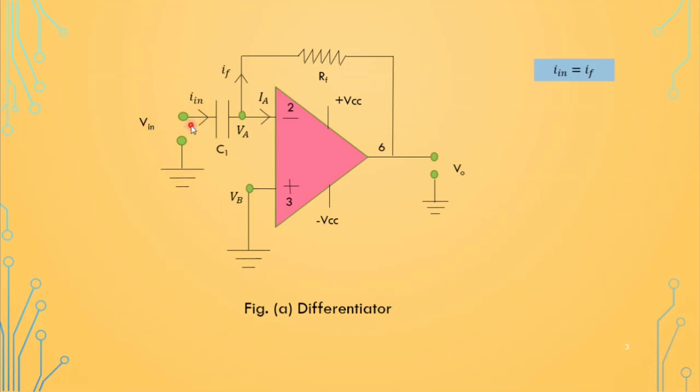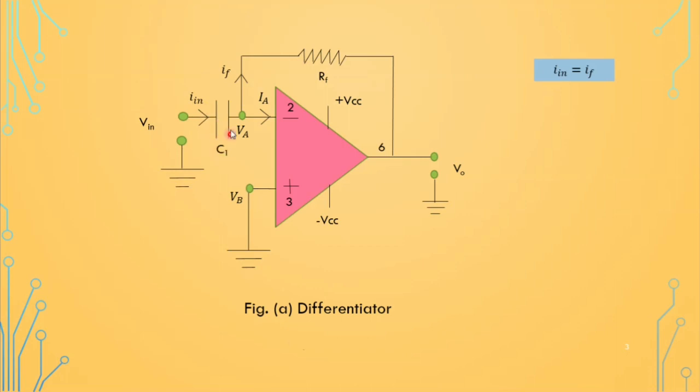So this is the differentiator, which is indicated by D. Initially, at pin number 2 we have connected the capacitor, and from pin number 2 to pin number 6 we have connected the resistance. So here is the capacitor, here is the resistance. According to the alphabet, C comes first, then D. So we can easily understand.